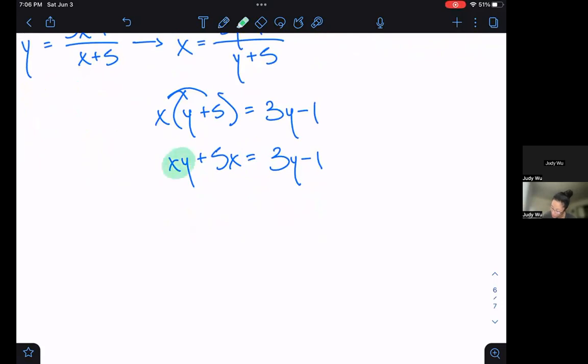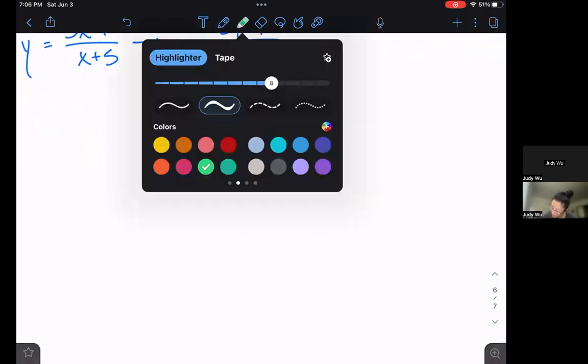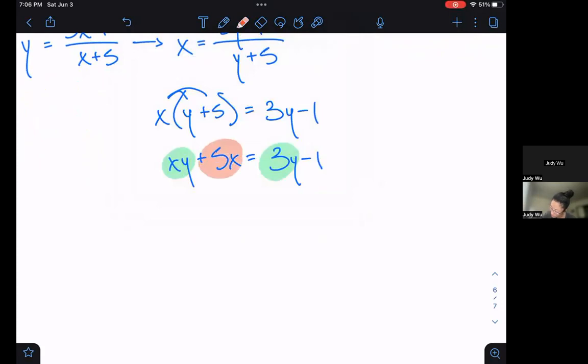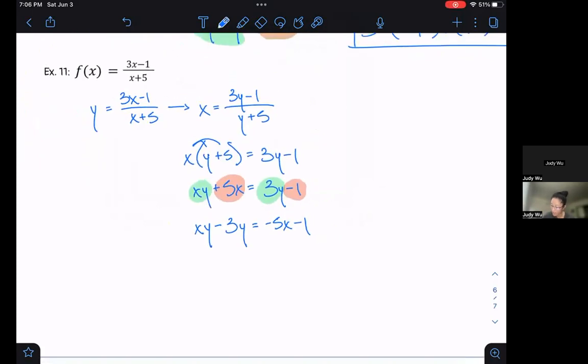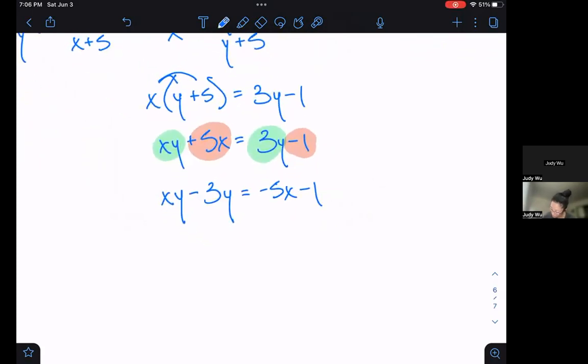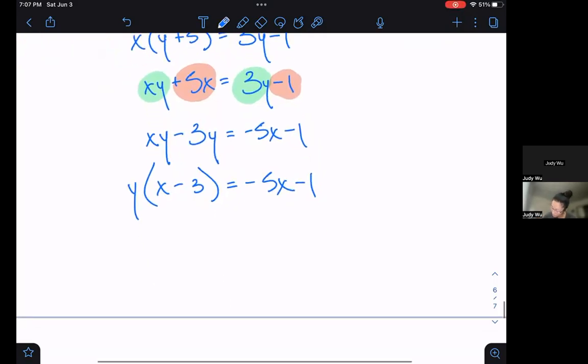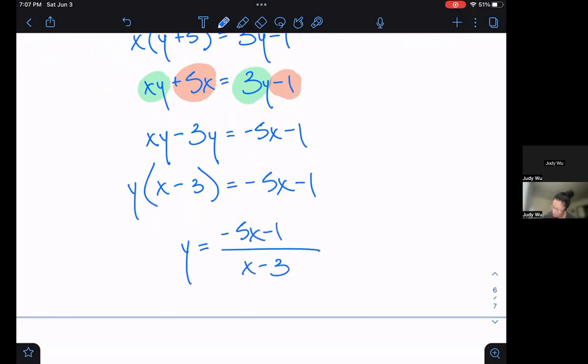And we clump everything with the y's. And separately, we clump all the things that don't have y's. So xy minus 3y equals negative 5x minus 1. All right, the y's have been clumped. Y, parentheses, x minus 3, when I factor the y out of the left-hand side, equals negative 5x minus 1. And last step, divide by that x minus 3, so negative 5x minus 1 over x minus 3.